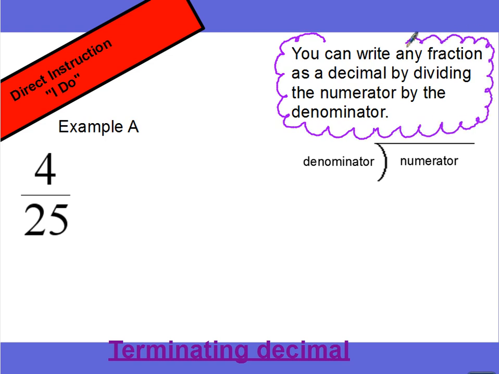Now, every fraction can be written as a decimal. We do that by dividing the numerator, the top number, by the denominator, the bottom number. So I have this little part to help me remember: denominator outside, numerator inside. I set up my division problem.